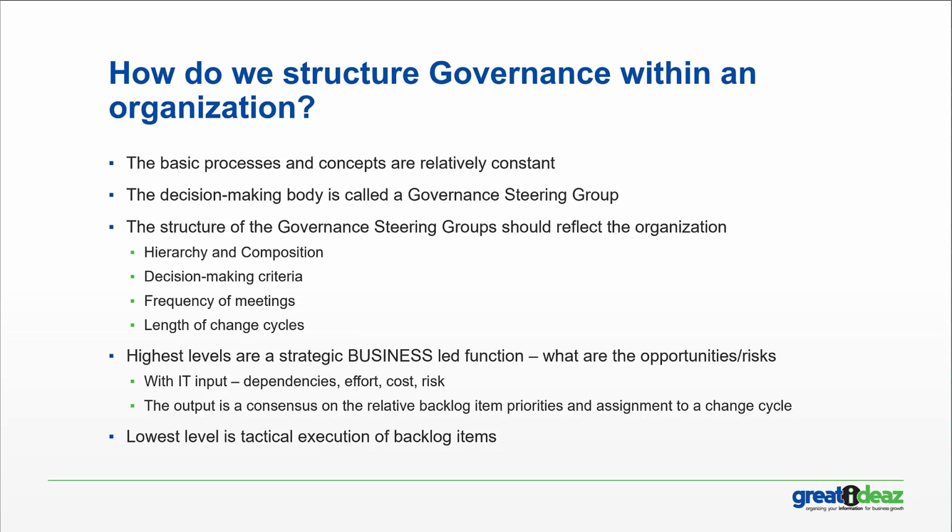So we talked about the idea of levels, and the highest levels of the steering groups are essentially a strategic business-led function. So the business is figuring out what are the opportunities and risks it's currently needing to address. And then it does need input from the IT teams, from the DevOps, around what are the dependencies that we need to achieve those particular things, what's the effort, what are the costs, what are the risks that are being introduced by doing this in a particular way.